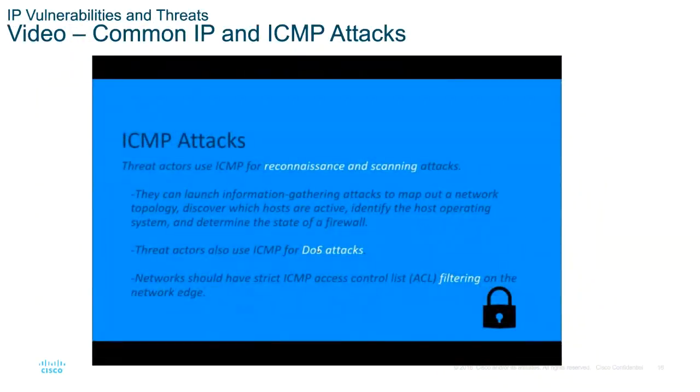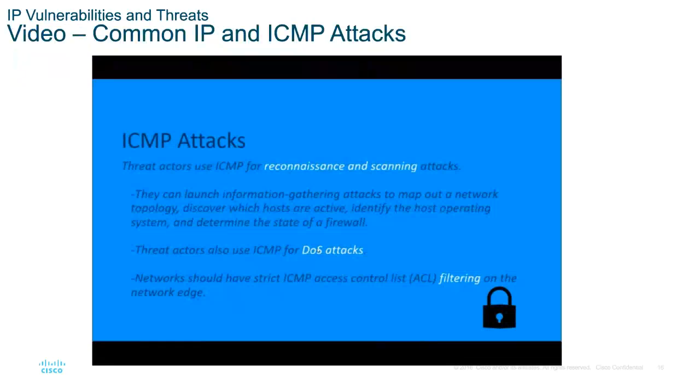And threat actors are going to use ICMP attacks for recon and for scanning. Now, this is commonly used for gathering information. They want to map out the network topology. They want to discover which hosts are actually active and reachable. They can even use these attacks to identify the host operating system, known as fingerprinting. You can even see the service packet being used. These ICMP attacks can also determine the state of a firewall and what is able to be reached and reached through.